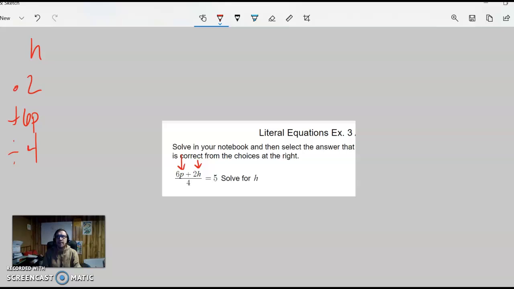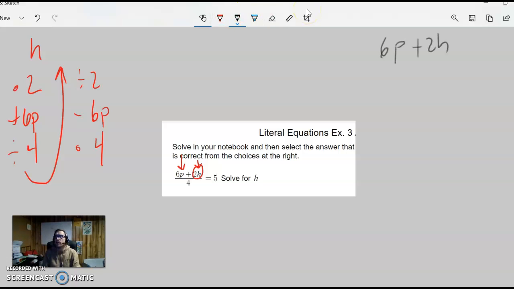I do those in order. I kind of think I start close, the next thing, and then the next thing. All right, you can do these in any order, but you can't do them in any order. They start to get out of whack here if you do them the wrong way. So we're going to multiply by 4 first, then I'm going to subtract 6p, and then I'm going to divide by 2. All right, so 6p plus 2h all over 4 equals 5.